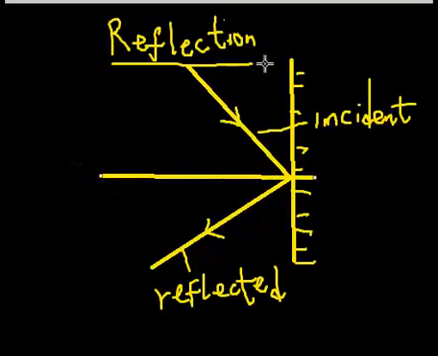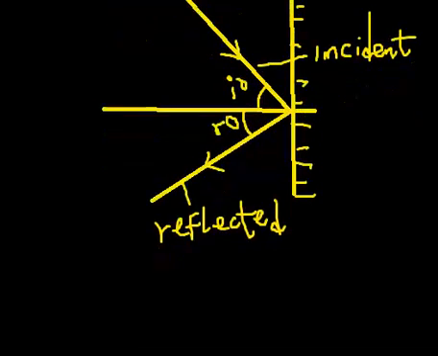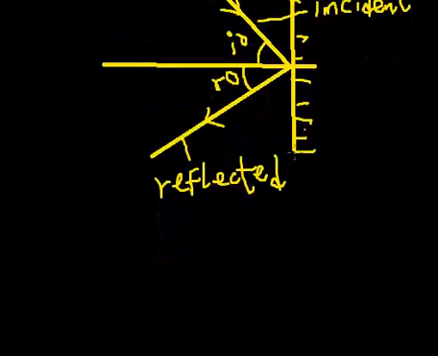Right, this is the surface. The normal is perpendicular, it's not inclined at an angle. Why do I need to draw the normal? So that I can measure the angle of incidence. This is called the angle of incidence, and this is called the angle of reflection. Okay, so please take note of that. Angle of incidence and angle of reflection.